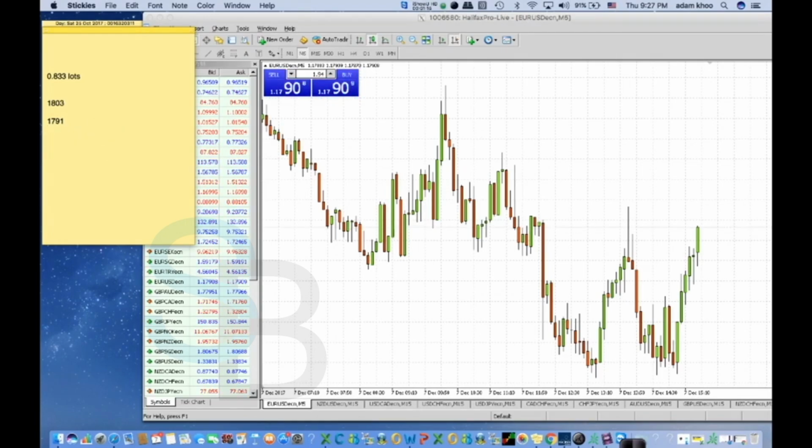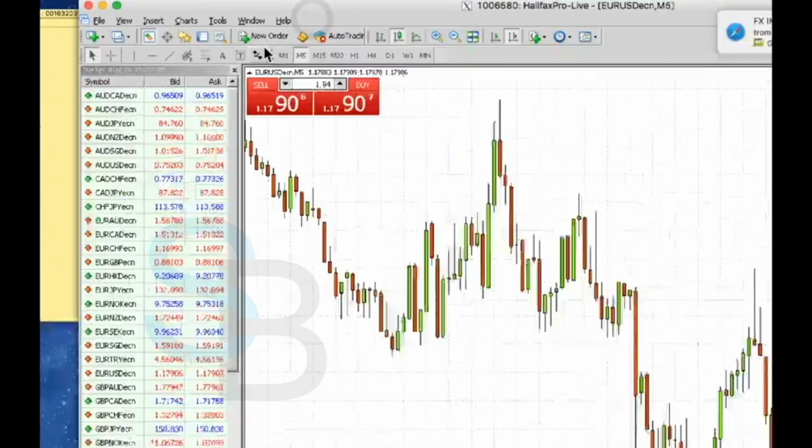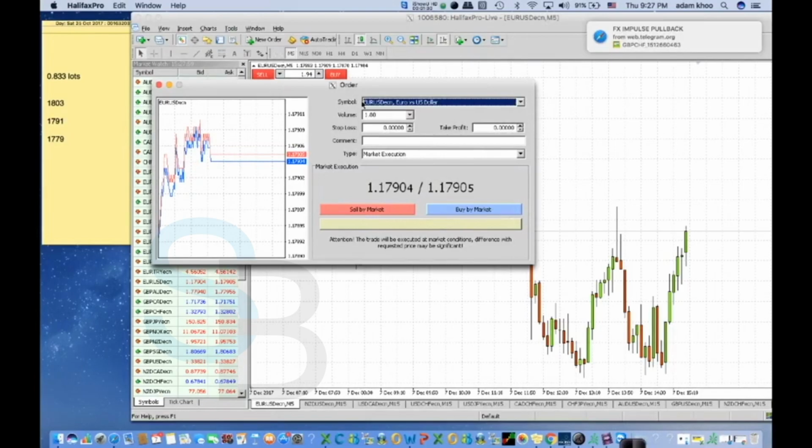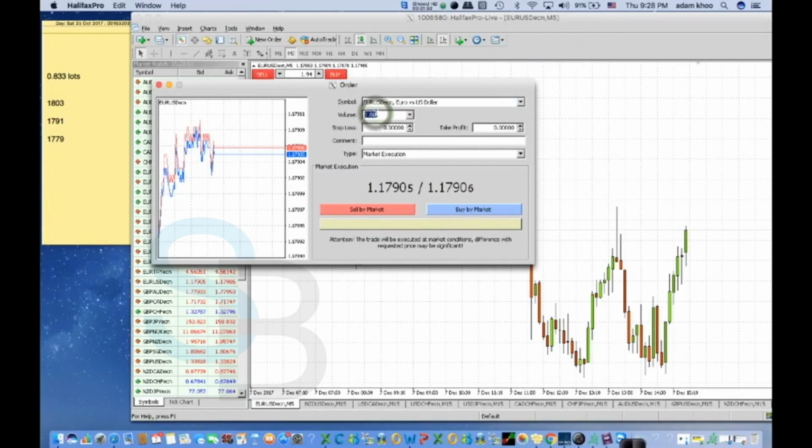And my sell order will be 1791, sorry, minus 12 pips will be 1779. Okay, there we go. Great. So I'm going to click new order here, and I'm trading 0.83 lots.